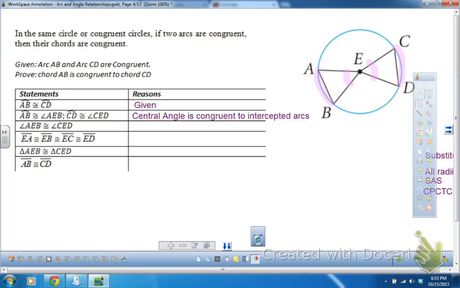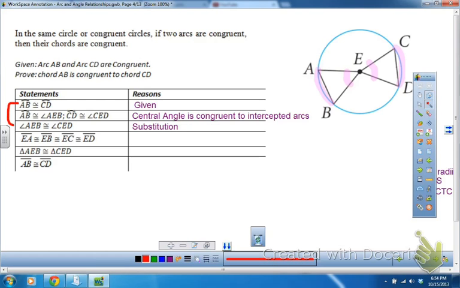And since the central angle is congruent to each intercepted arc, the angles would have to be congruent, so you're just substituting. Instead of saying arc AB, you could set those equal to each other since the arcs are equal to each other. We substituted angle AEB in place of arc AB in the first statement. We substituted angle CED in place of arc CD from the first statement. So we basically substituted from that first statement up there.